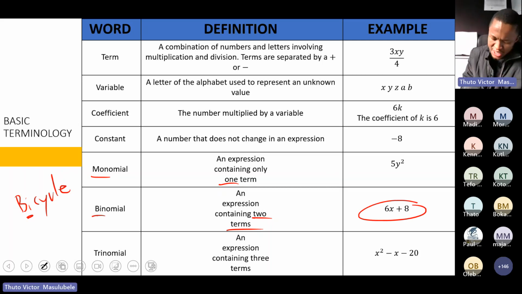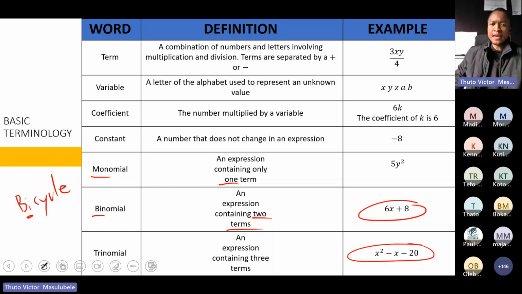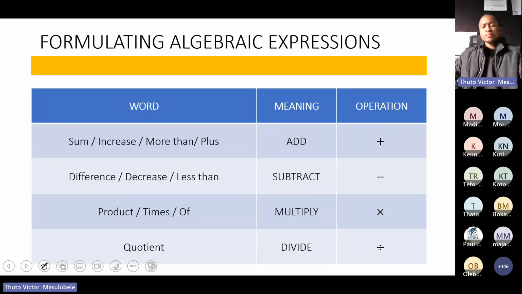And now what about a trinomial? Think about a tricycle. How many wheels does a tricycle have? It has 3 wheels. So in other words, by referring to a trinomial, we are referring to an expression that contains 3 terms. An example will be x squared minus x minus 20, because we have 3 terms. Remember, terms are separated by a plus or a minus. Now let us move on.